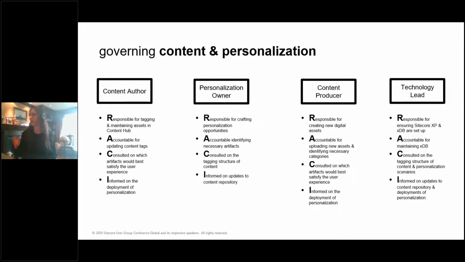So we're thinking about the content author. They're responsible for tagging and maintaining those assets in Content Hub. They'll be accountable for updating the tags as they evolve. They want to be consulted, though, on what artifacts would be best to satisfy the user's experience. And then they need to be informed on the deployment of personalization. And you can see throughout the slide that these roles, accountability, consulted, informed matrices, evolve depending on the user, but the consistent theme is visibility.